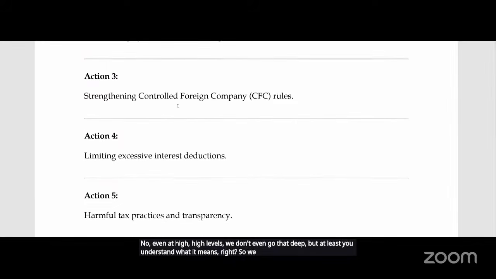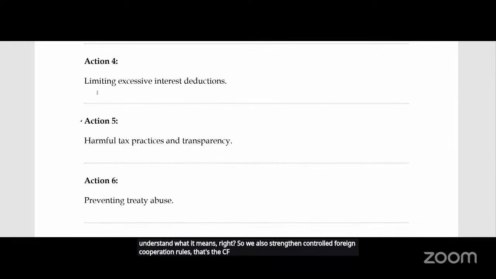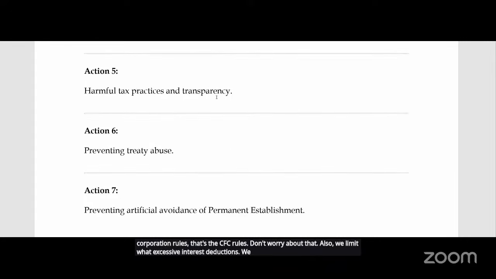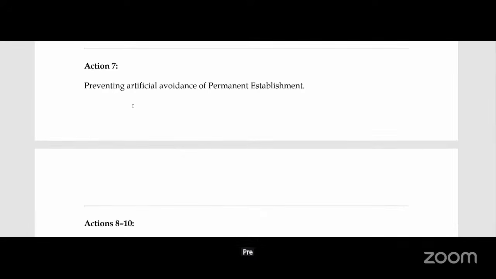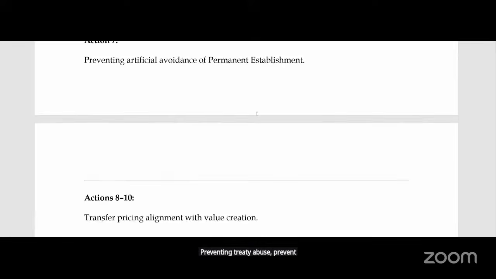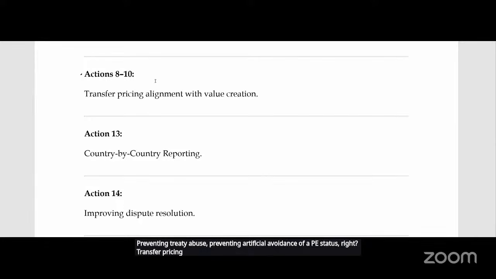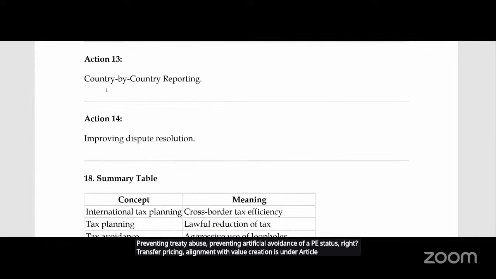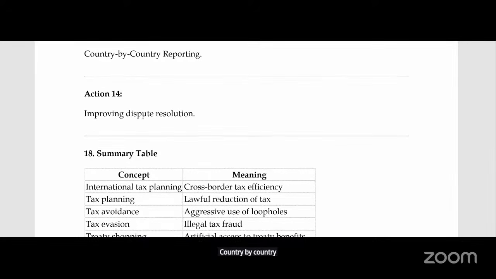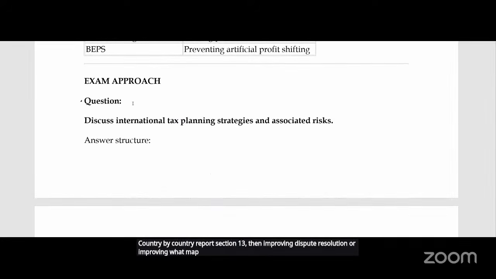So we also strengthen controlled foreign corporation rules. That's the CFC rules. Don't worry about that. Also, we limit excessive interest deductions. We have harmful tax practices, preventing treaty abuse, preventing artificial avoidance of a PE status, right? Transfer pricing, alignment with value creation is under Actions 8 to 10. We have country by country report, Action 13, then improving dispute resolution, or improving MAP, right?